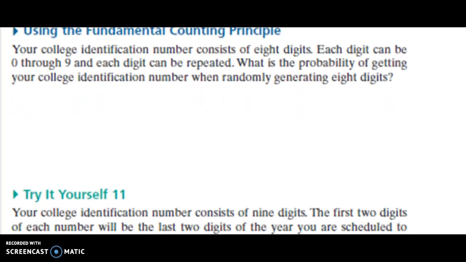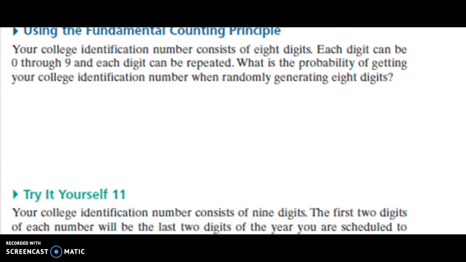Your college identification number consists of 8 digits. Each digit can be 0 through 9, and each digit can be repeated. What is the probability of getting your college identification number when randomly generating 8 digits? So essentially what they're saying is if you randomly generate 8 digits, what would it be?